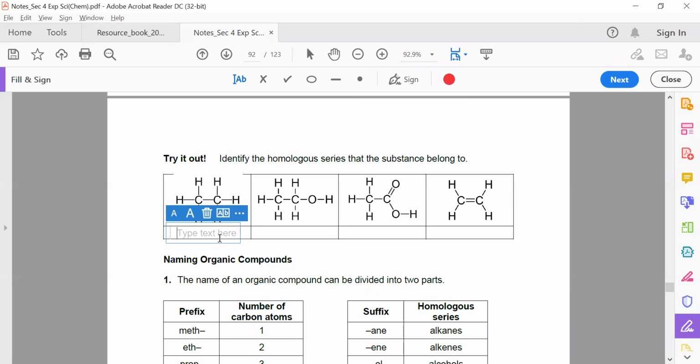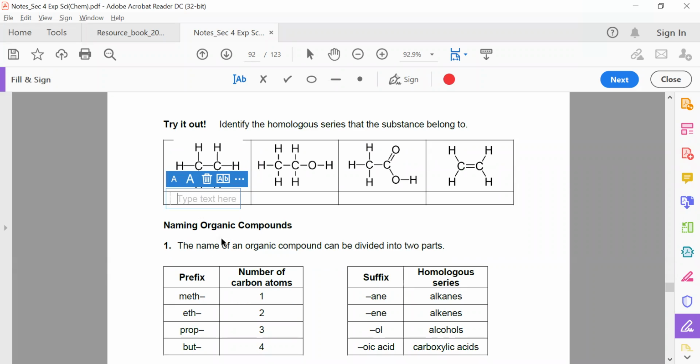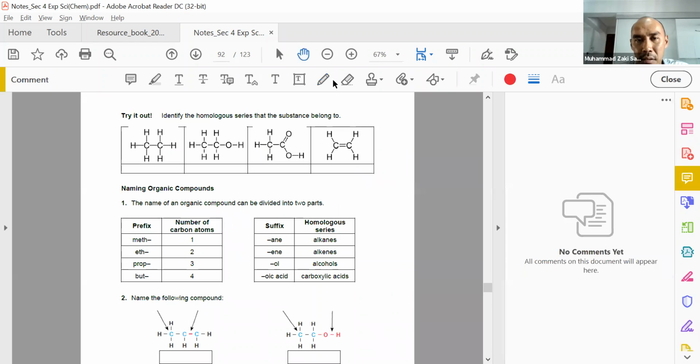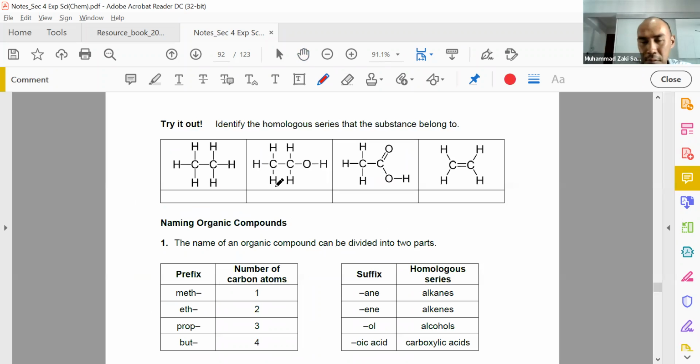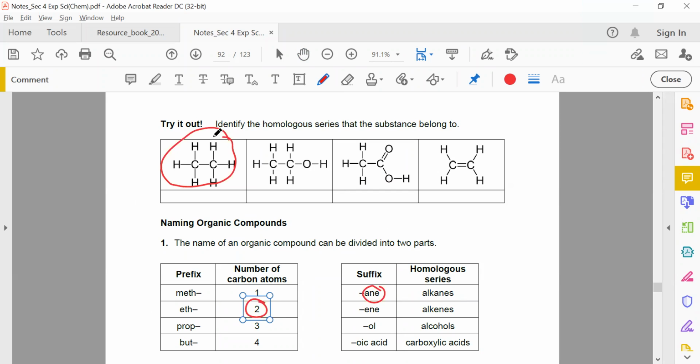Di something. No. Okay, you try again. 2-carbon alkane. Come on. 2, ane. So what's the name for this one? Ethane. Very good.